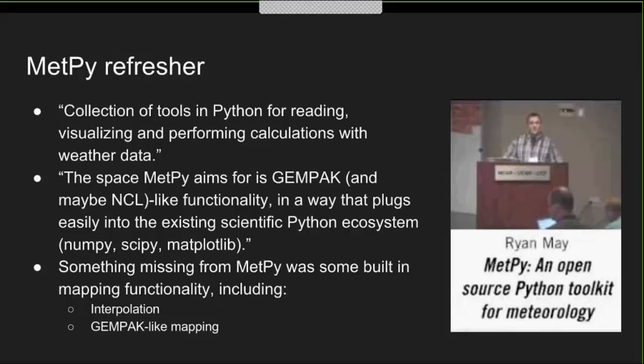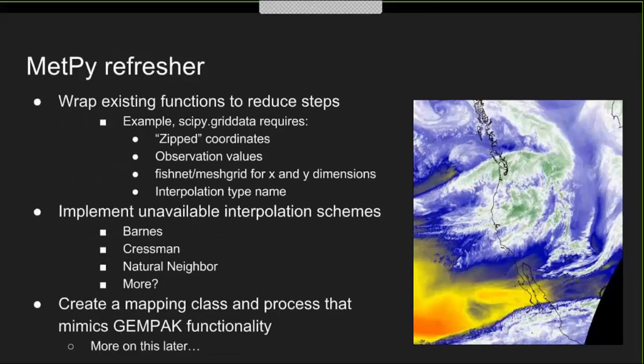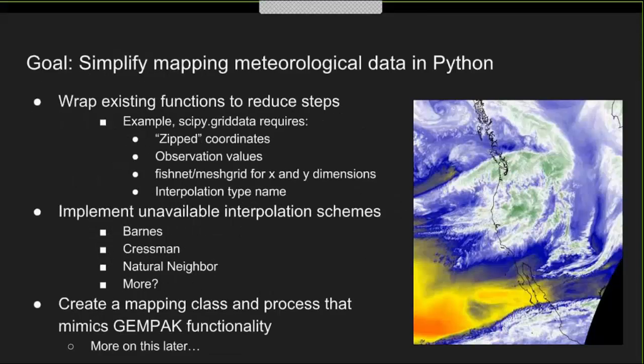And that kind of included some interpolation functions that didn't exist in Python as of yet, and then maybe taking some of the functionality that's in Genpack and throwing it in MetPy. So the overall goal was to simplify mapping meteorological data. And how to go about this is we have to have some way to make the functions that do gridding in Python easier for meteorologists.